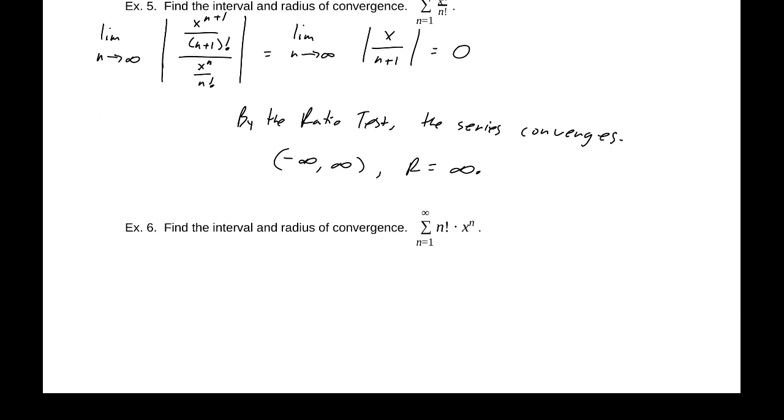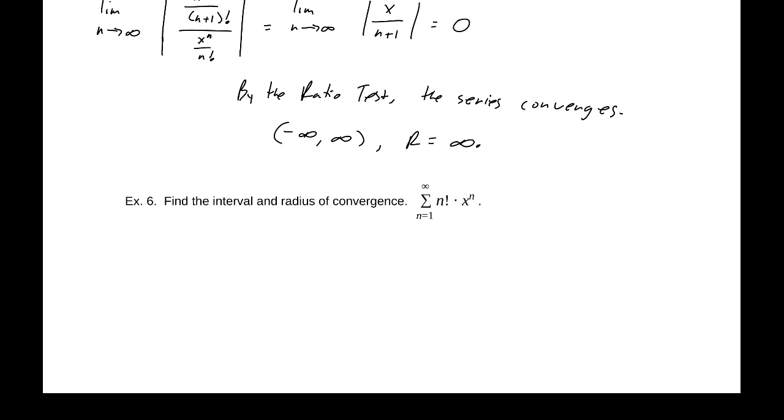Next, find the interval and radius of convergence of the series n factorial times x to the n. So again, we will appeal to the ratio test. The ratio test turns out to be very helpful with power series, so remember that. This will be the n plus 1th term divided by the nth term.